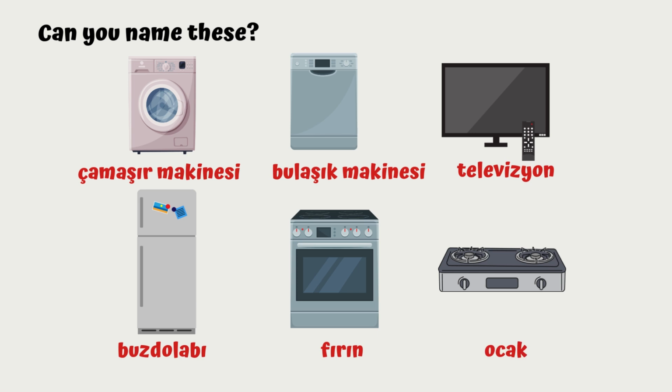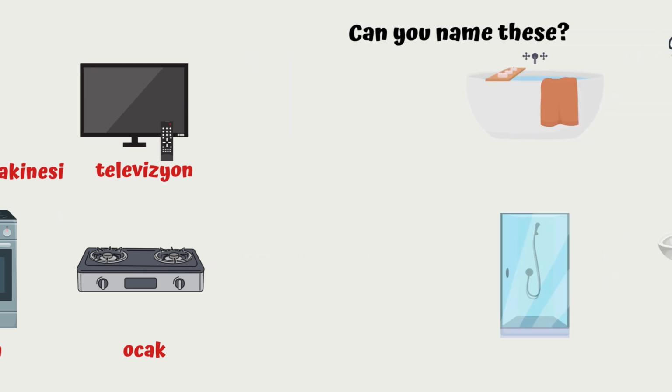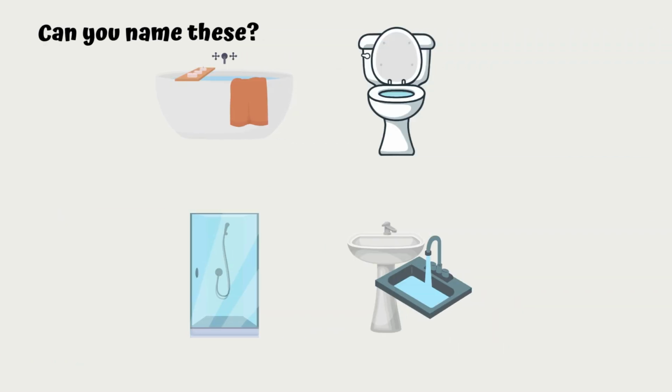And ocak. So remember, fırın is where you bake things. Usually it's the bottom part. Ocak is the top part where you cook things, you boil things. Okay, next one. Can you name this? Do you remember the words for them?